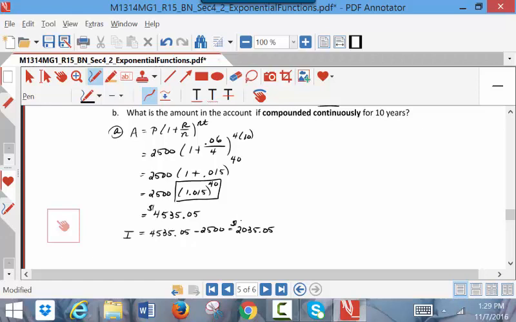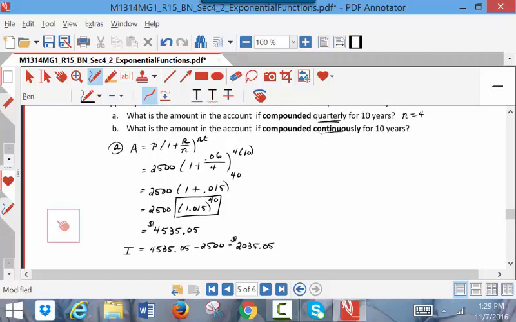Now on part B, it says continuous compounding. This is where the e comes in. This is the formula where the e comes into play. So this is A equals P e to the rt. This is kind of uncommon in the business world, but it's not as dramatic as you would think it would be in any form. So this would be your same principal of $2,500.